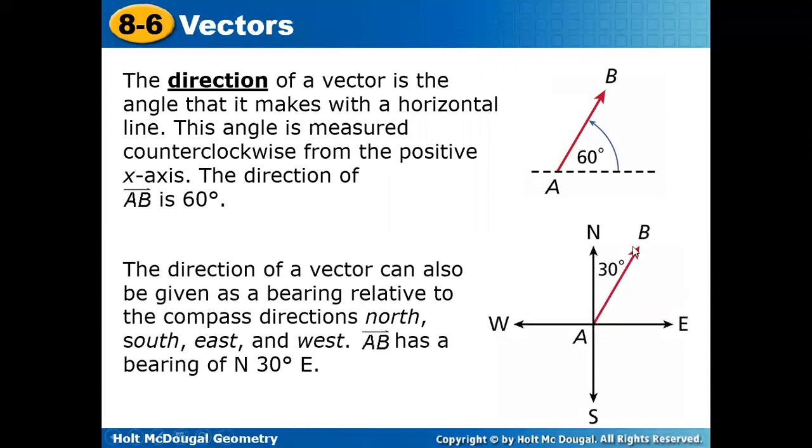The direction of a vector can also be given as a bearing relative to compass directions: north, south, east, and west. AB has a bearing of north 30 east, or 30 degrees east of north.